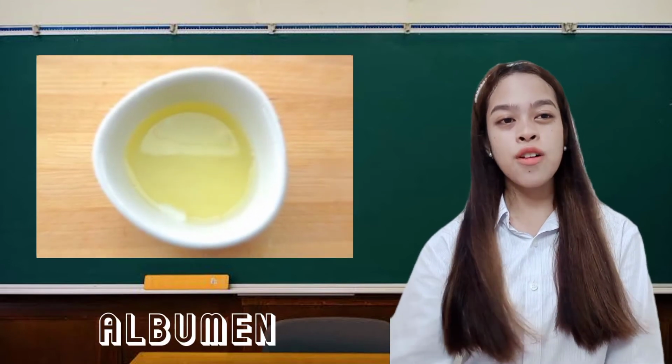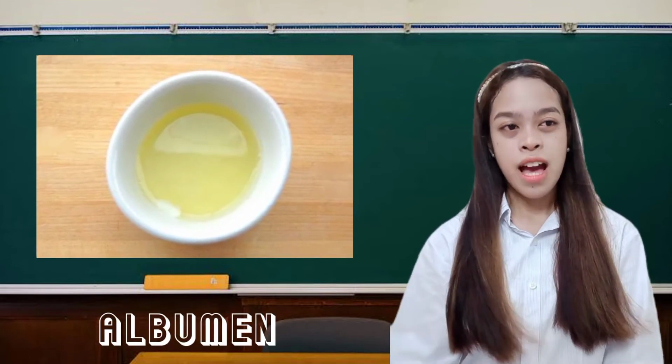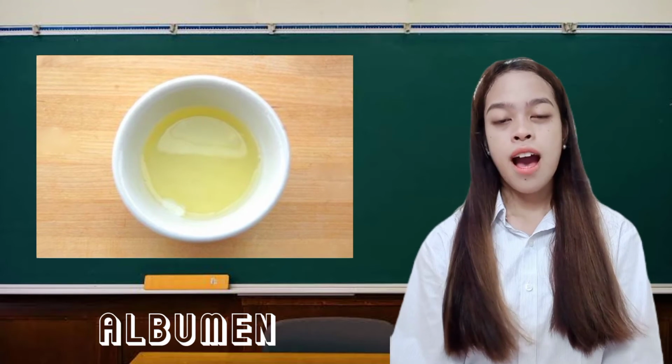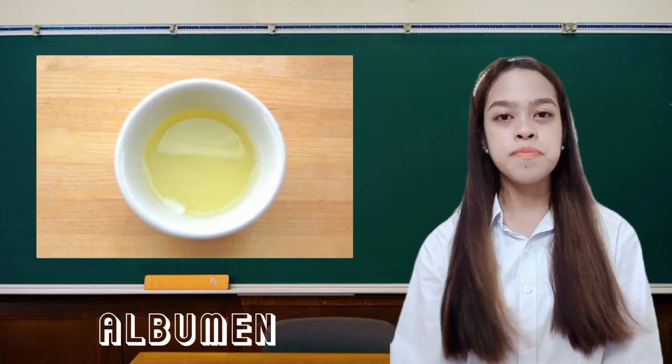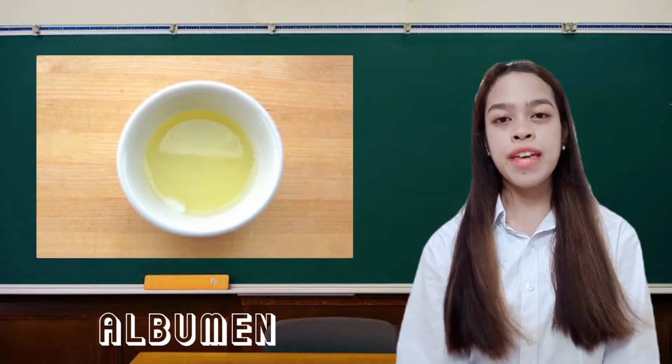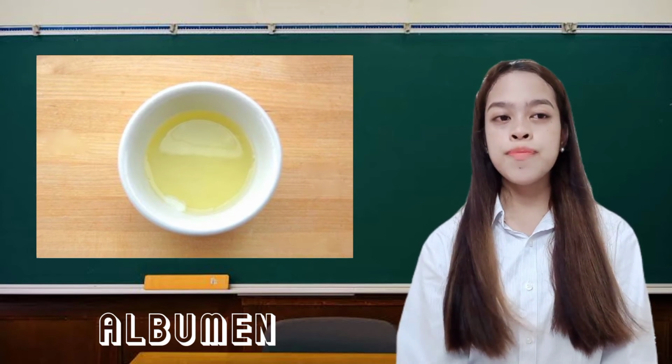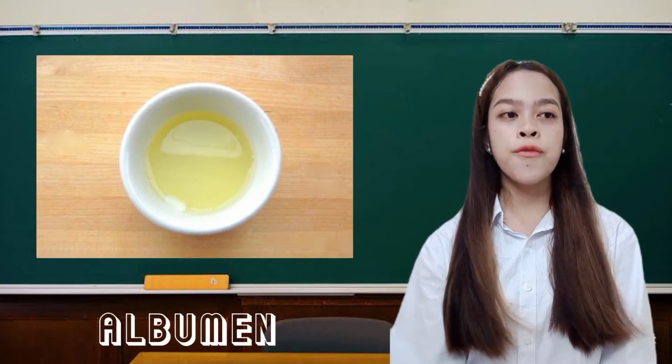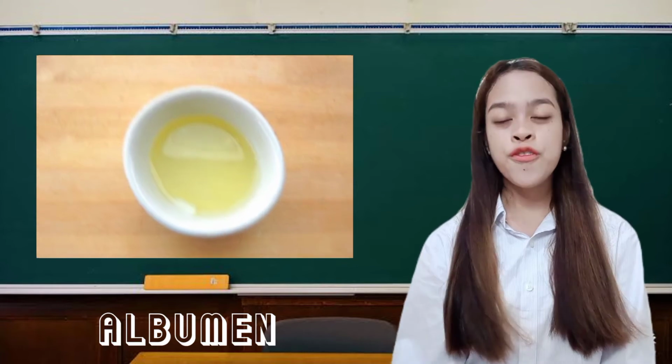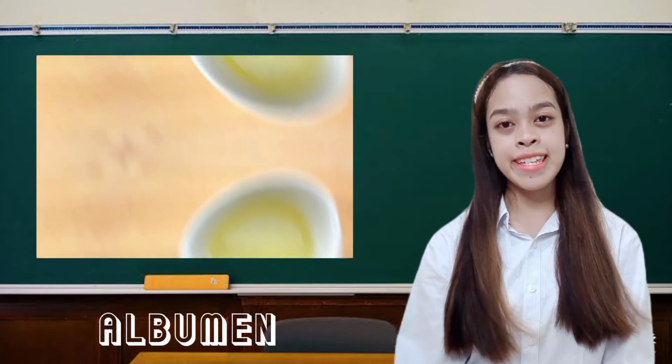So albumen, also called egg white, accounts for most of an egg's liquid weight, about 67%. This is produced by the oviduct and consists of four alternating layers of thick and thin consistencies.